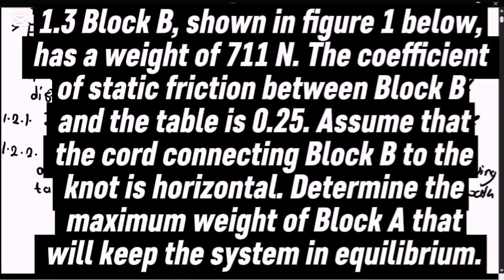1.3 Block B, shown in figure 1 below, has a weight of 711 newtons. The coefficient of static friction between block B and the table is 0.25. Assume that the cord connecting block B to the node is horizontal. Determine the maximum weight of block A that will keep the system in equilibrium.